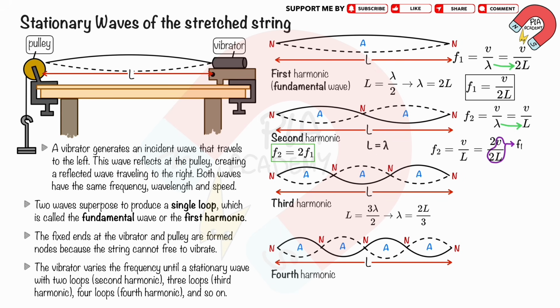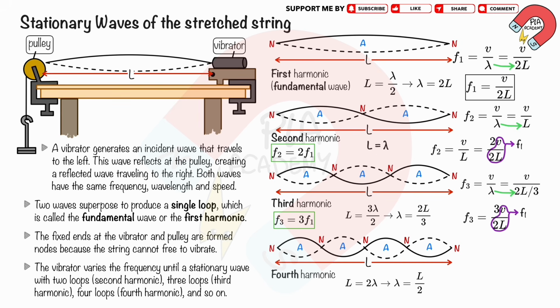For the third harmonic, there are three loops, indicating that L equals 3 lambda over 2, so lambda equals 2L over 3. The third harmonic frequency f3 is calculated by dividing the speed v by the wavelength lambda. Substituting lambda equals 2L over 3, f3 equals 3v over 2L. And v over 2L equals f1. So, f3 is 3 times f1.